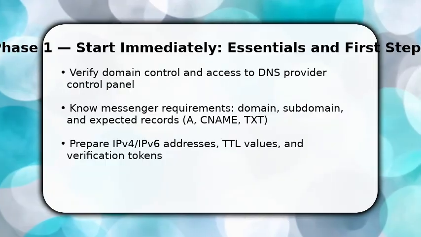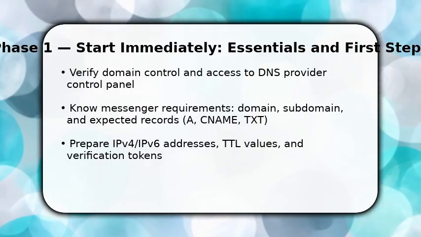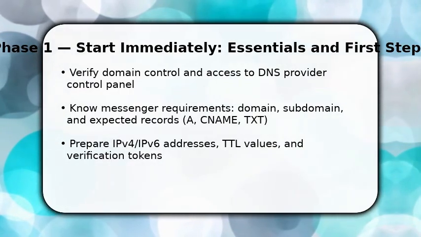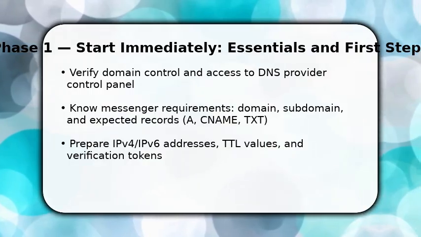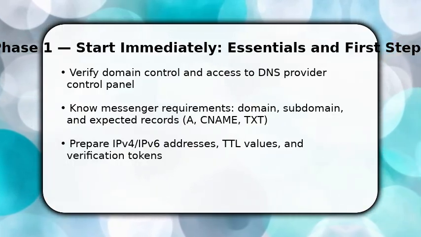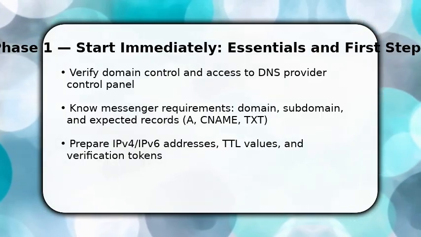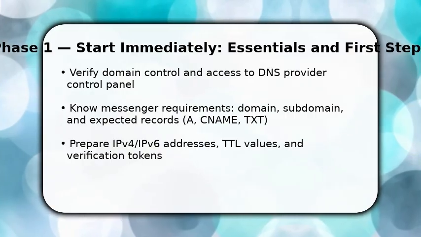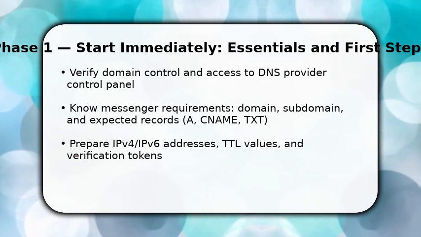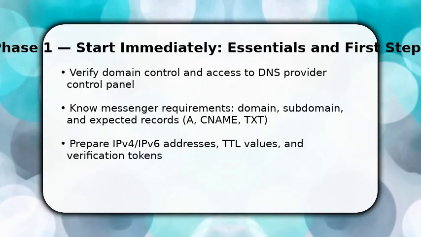You already have domain access. Now act. Start by confirming your registrar or DNS host login and permissions because you will change records. Add a dedicated subdomain for messenger traffic to isolate settings and simplify TLS. Create placeholders for the required record types: A or AAAA for endpoints, CNAME for service aliases, TXT for verification. Once done, note TTL values to speed propagation control and keep provider support details handy in case you need to revert.